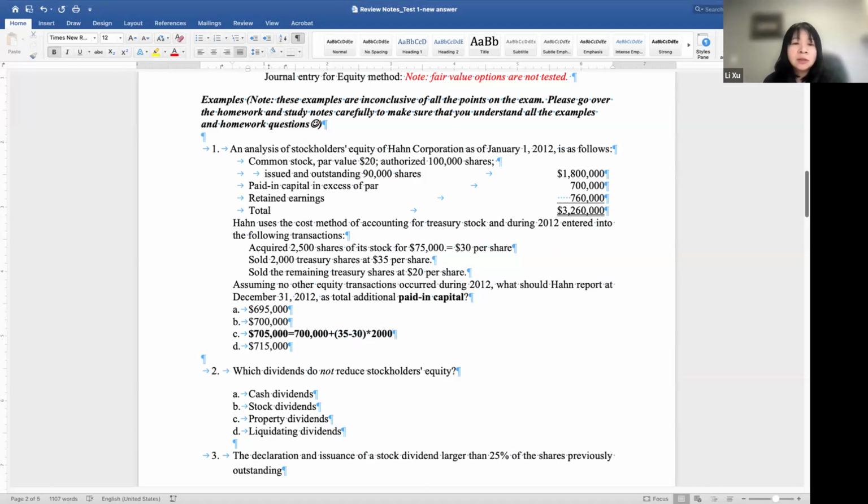Next, you sold the rest of the treasury stock at $20 per share, and you bought at 30, you sold at 20. Therefore, for each share, you lost $10, and therefore it has to be taken out from your treasury paid-in capital account. So here, let's see how many shares you have left. You have 500 shares left, but you lost. And if you just do this calculation, it gives you 705, 705.